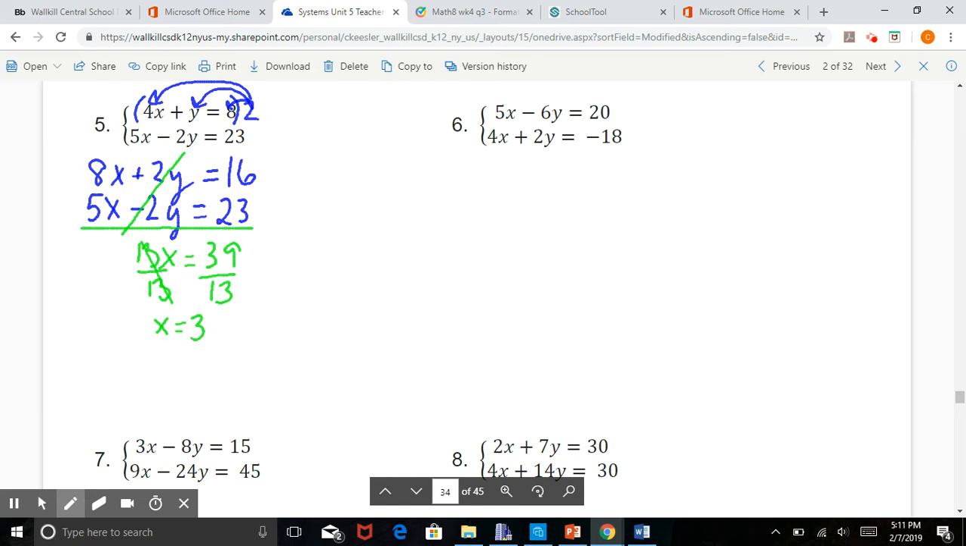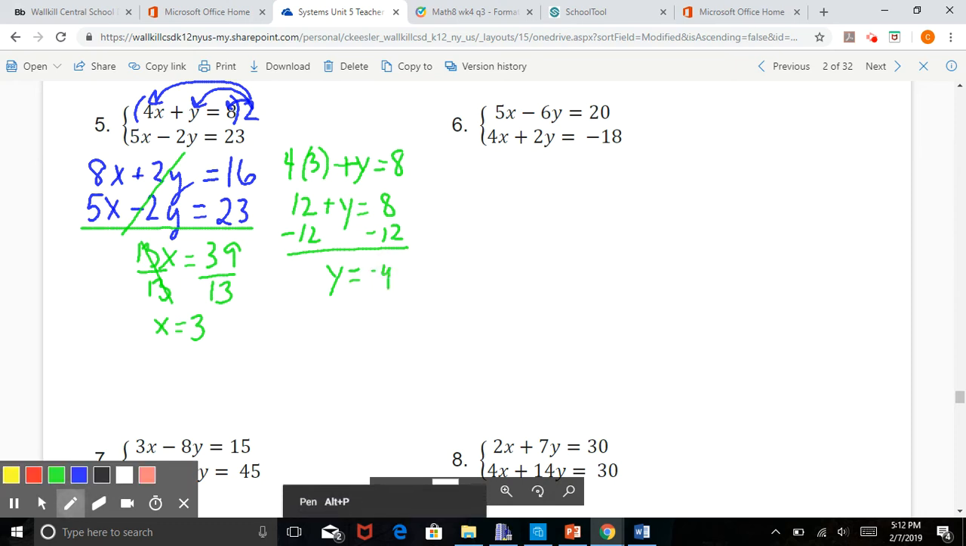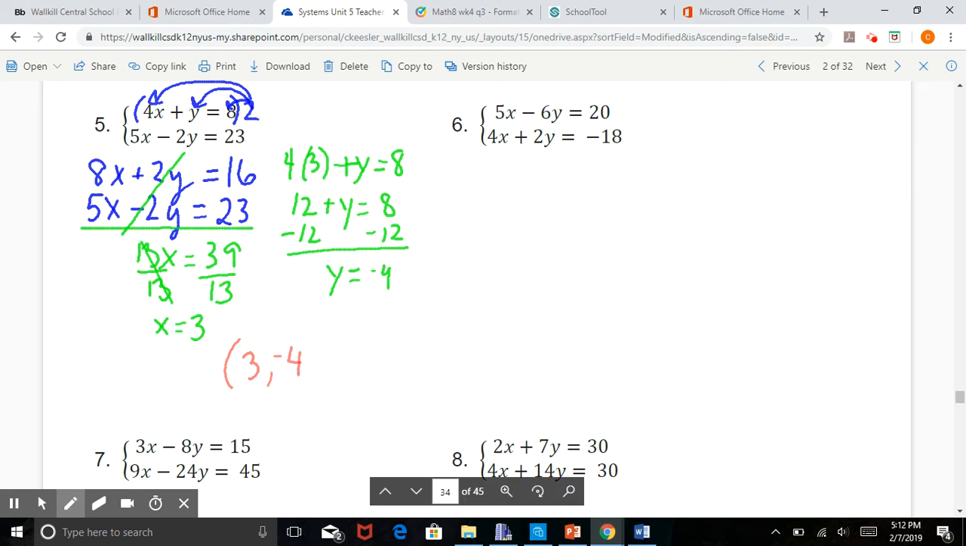Now I have to take that x, plug it back in to solve for y. So I'm going to plug it into the first original equation. So 4 times 3 plus y equals 8. So 12 plus y equals 8. Subtract 12. And y equals -4. Making my solution 3 for x and -4 for y, or 3, -4.